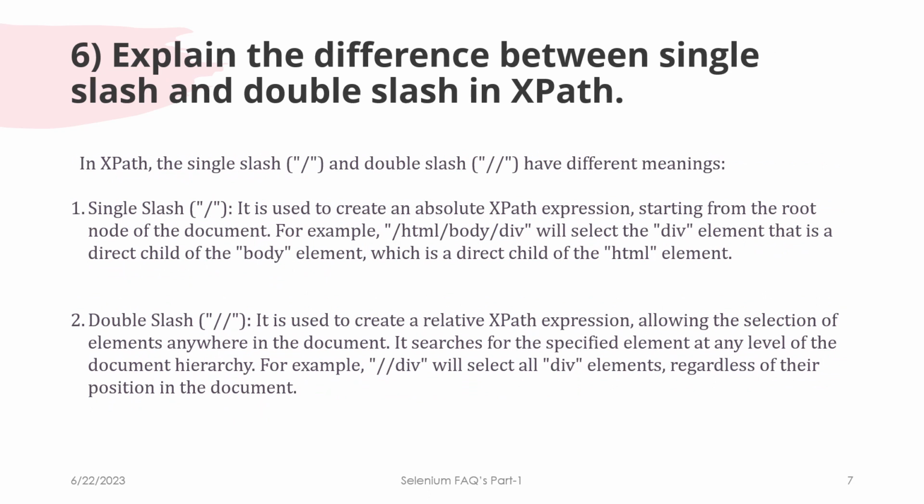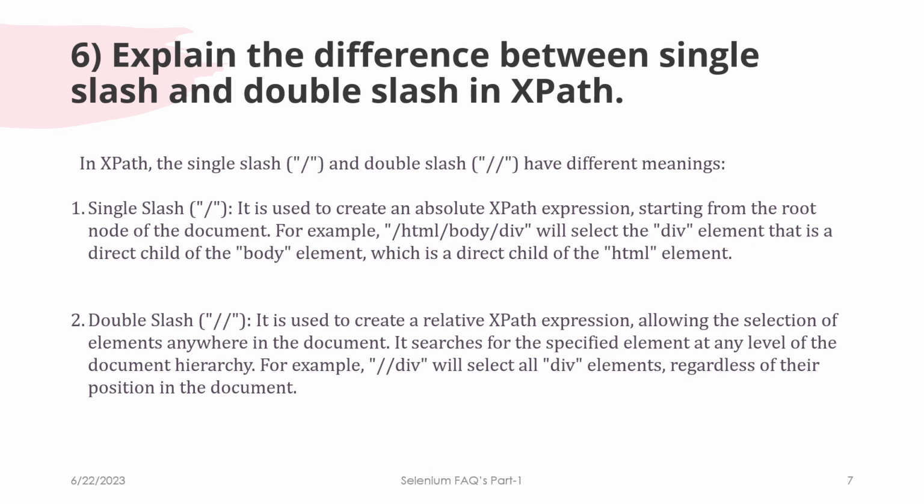Explain the difference between single slash and double slash in XPath. In XPath, the single slash and double slash have different meanings. Single slash is used to create an absolute XPath expression, starting from the root node of the document till the desirable element of the document. For example, HTML slash body slash div will select the div elements that are direct children of the body.